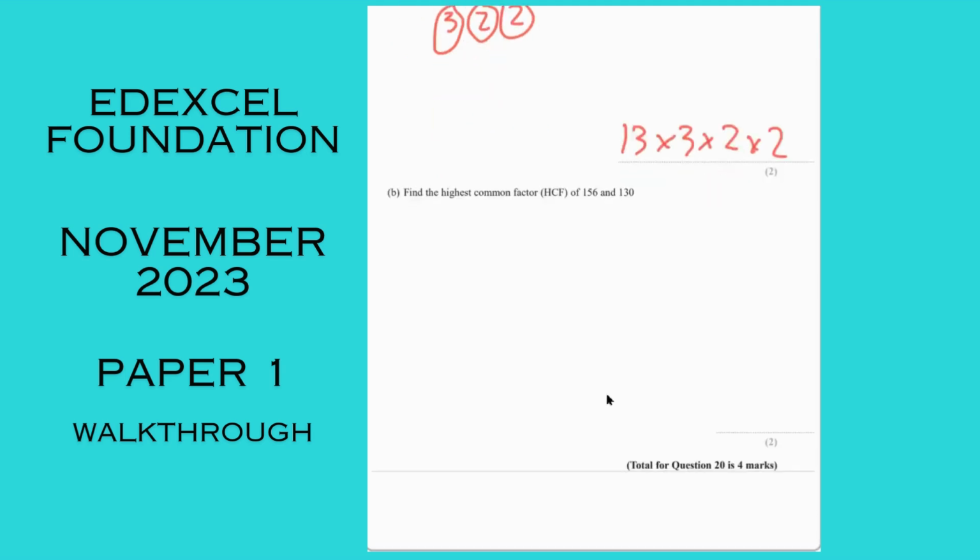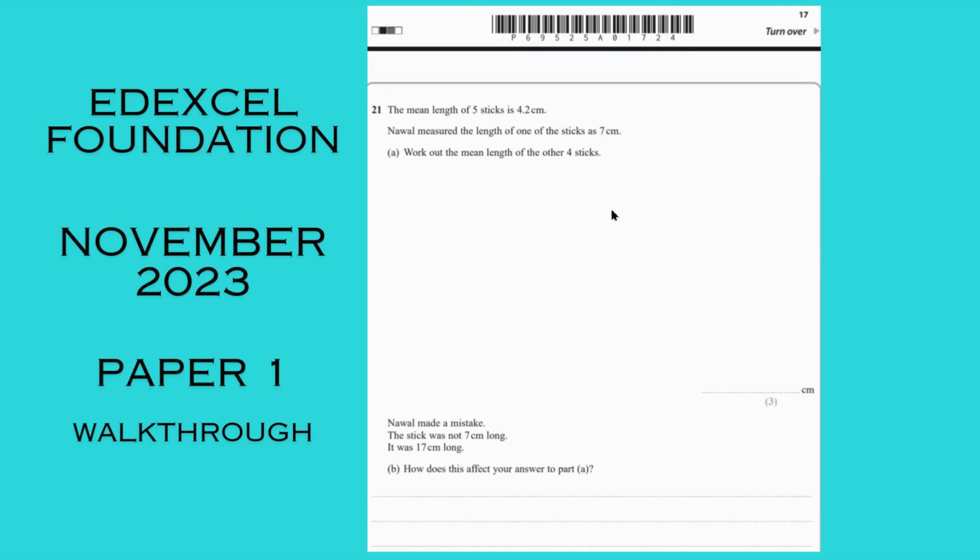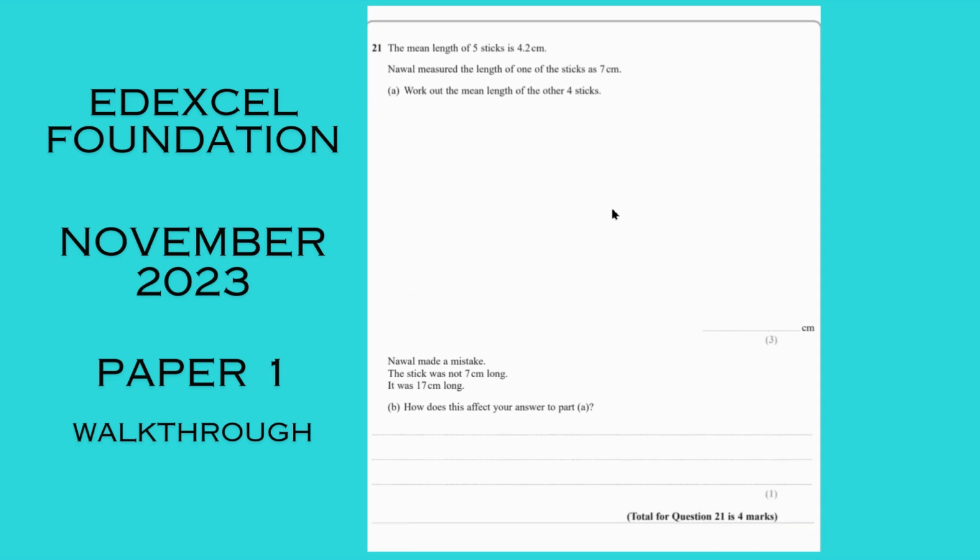Finally, for part B, find the HCF of, so we've obviously got to do it for 130. It's a nice 13 times 10 and 5 times 2. So we have a common factor of 13 and another common factor of 2. So 13 times 2 gives us the 26, which is the highest common factor of 156 and 130.